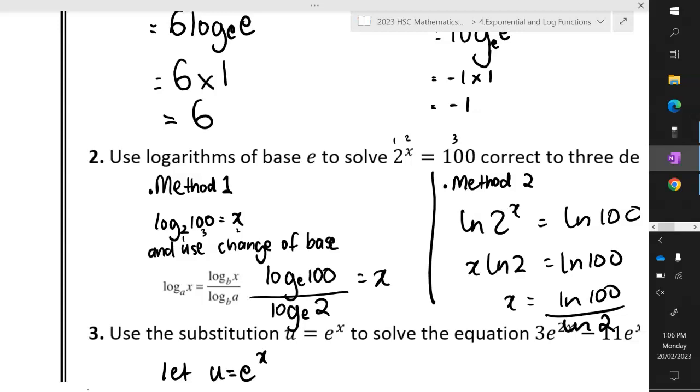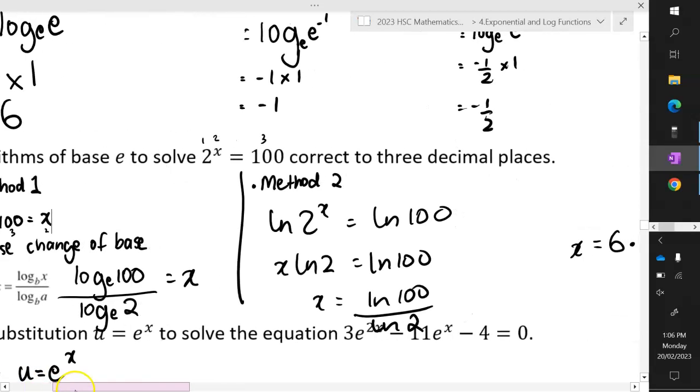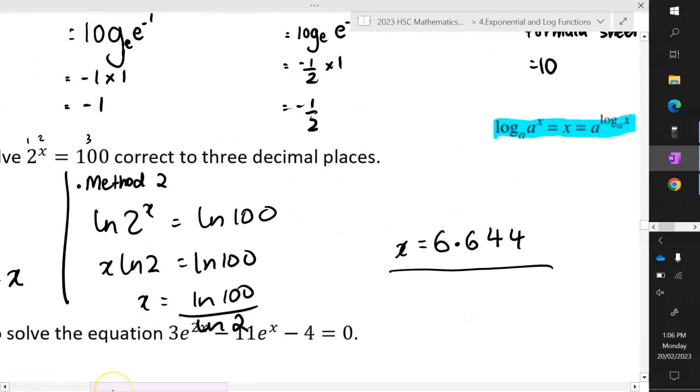So using that formula on your formula sheet, there it is below. I'm going to change this base to e, and the formula says I can pop the number here on the top and the number here on the bottom. So I end up with 100 on the top, 2 on the bottom, and I'm log of base e. And it wants me to do that to 3 decimal places, which is going to be working out to be 6.644.